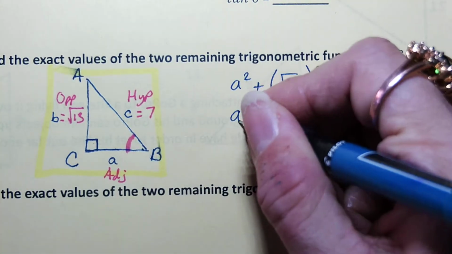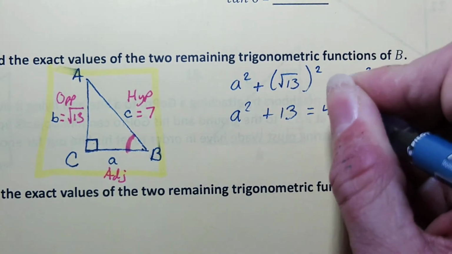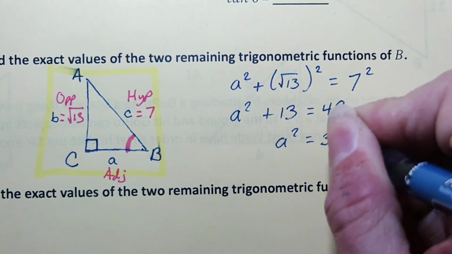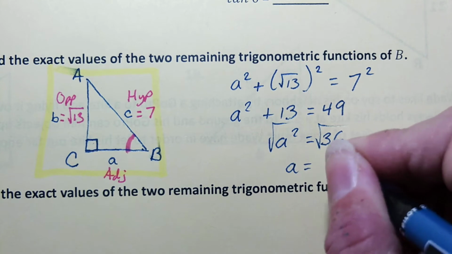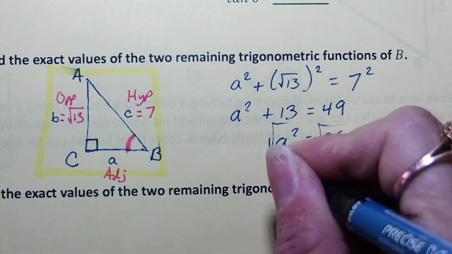13. So A squared plus 13 equals 49. Subtract the 13. A squared equals 36. Square root. And A equals, normally we say plus or minus 6, but because we are solving for a side and it needs to be a positive value, we automatically leave it as positive. So A is 6. Super duper.